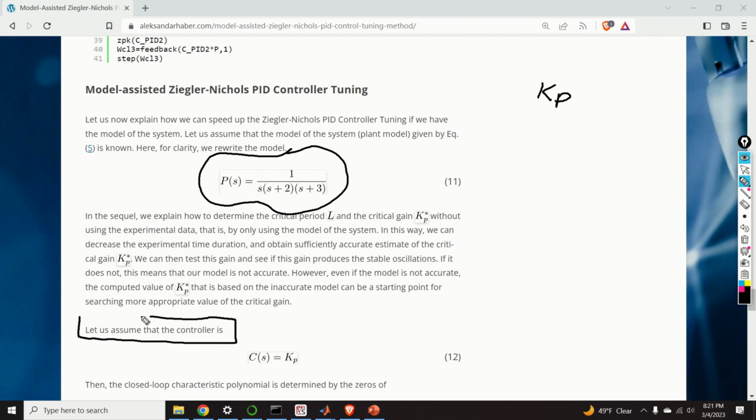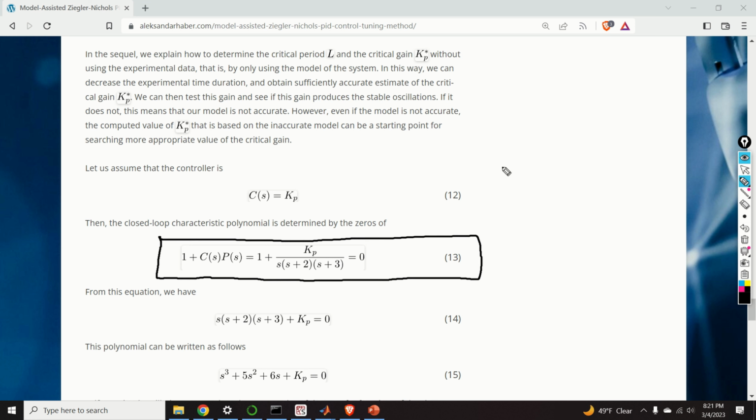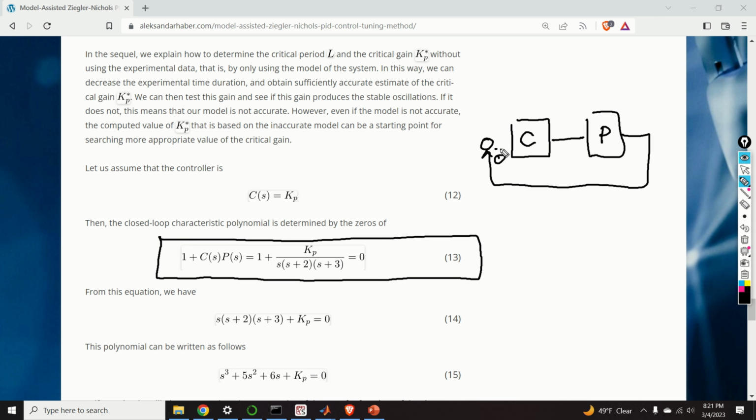The first step, of course, is to set derivative and integral actions to 0. And this is our proportional controller. It's given by the equation 12. Next, the closed loop characteristic polynomial is given by this equation. Basically, the transfer function of the system that looks like this is: output is equal to Cp over 1 plus Cp multiplying the reference signal.